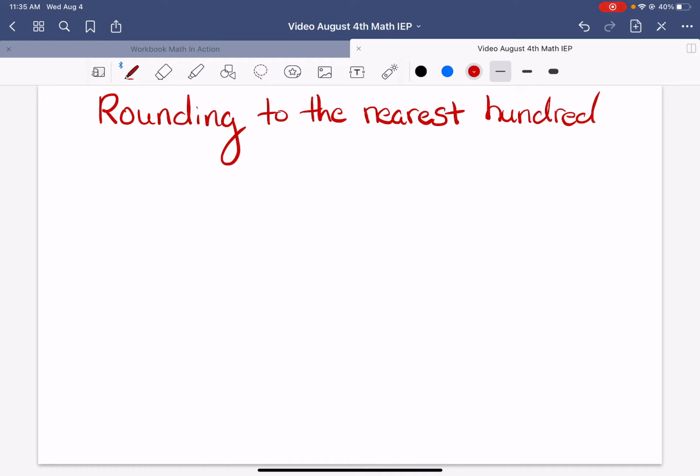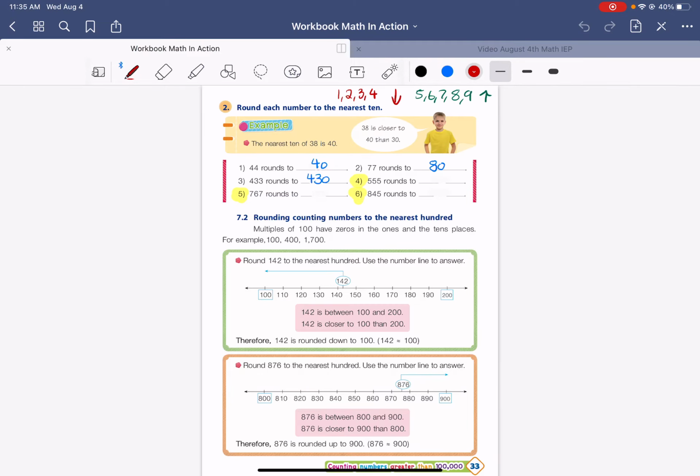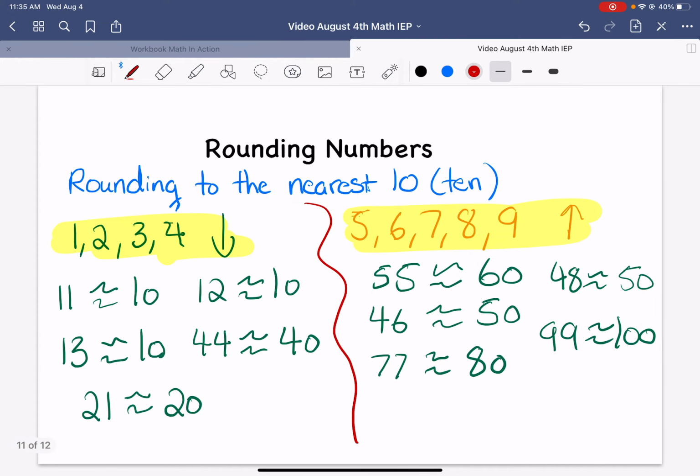This is a little bit different because this time we're going to look at the other number. Instead of looking at the ones like we did before, we're going to look at the tens now. So, rounding to the nearest 100. Let's take a look.